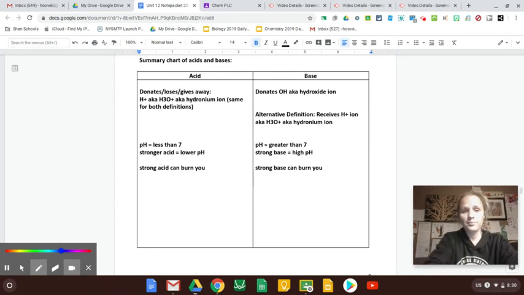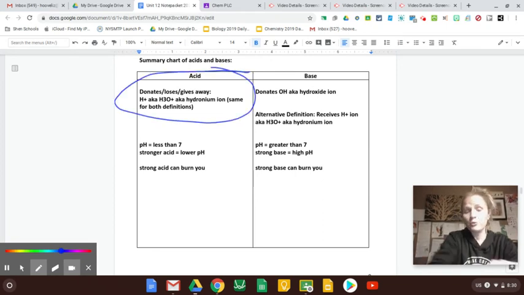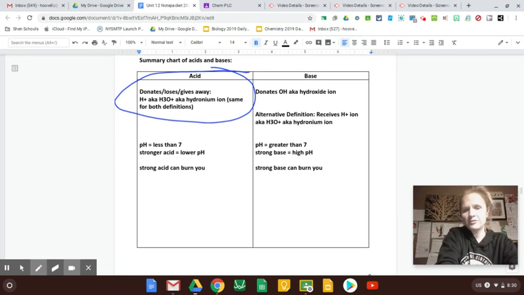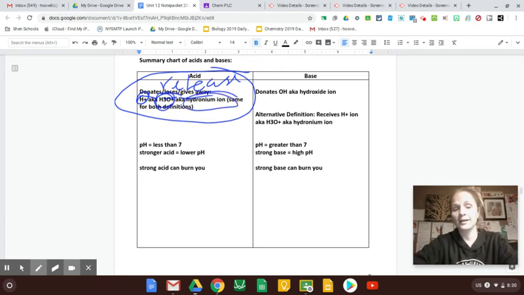So let's just sum up. Acids, under both definitions, with different words, donate, lose, give away, release is the other word. They're just really good at giving away H pluses. But remember, those could also be called H3O plus or hydronium ion. They have a pH less than 7. The stronger they are, the lower, and those acids can burn you.